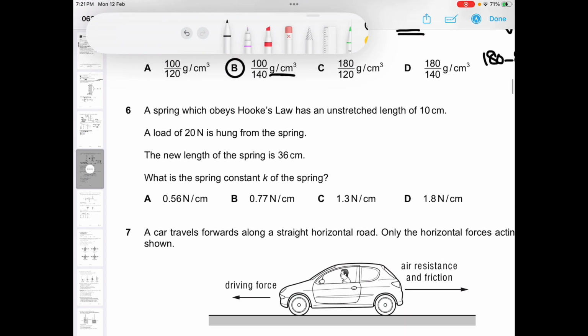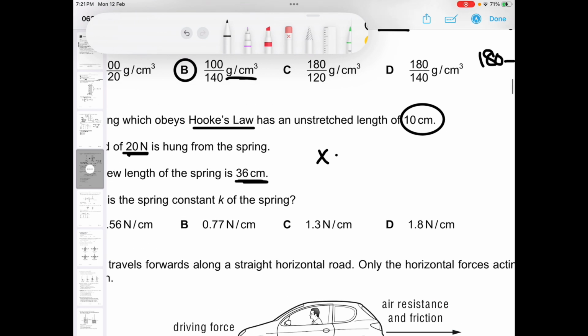6. Spring which obeys Hooke's law. Hooke's law states that force is directly proportional to the extension of a spring. It has an unstretched length of 10 centimeters. A load of 20 is hung from the spring. The new length is 36, so the extension is equal to 36 minus 10, which is 26 centimeters.